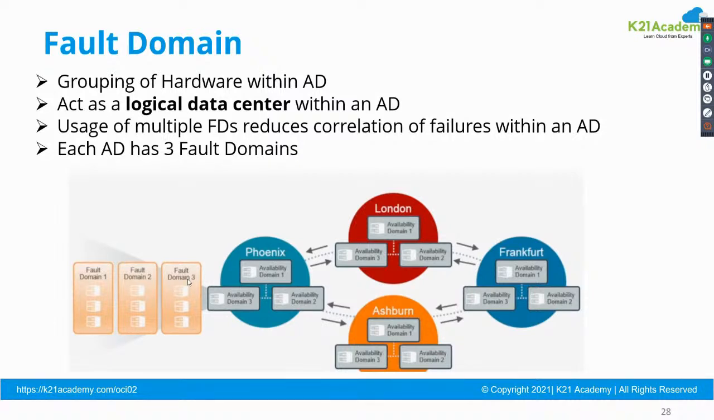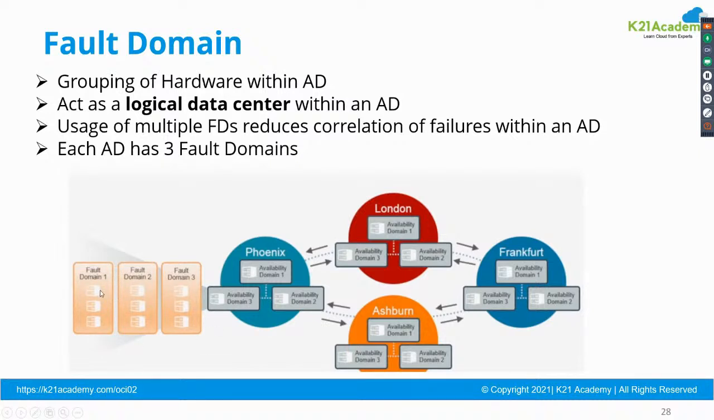If you are using multiple fault domains in your design, it basically reduces the correlation of failures within the availability domain. Each availability domain has a fixed three fault domains within it, and these fault domains have separate power supplies. They don't share common power. They have separate hardware.